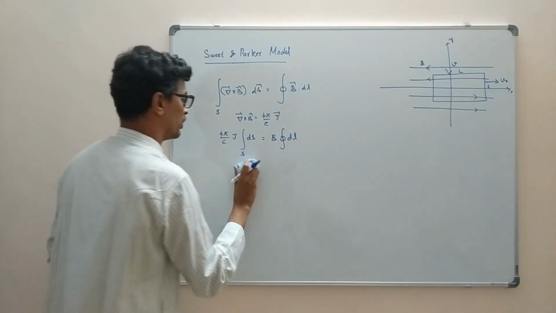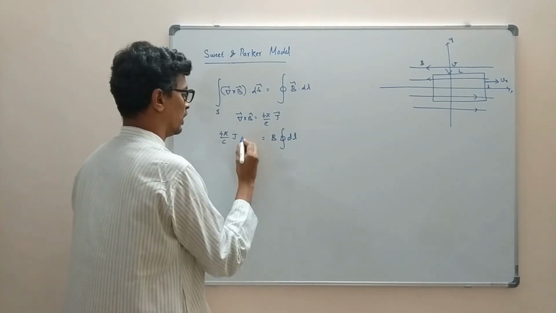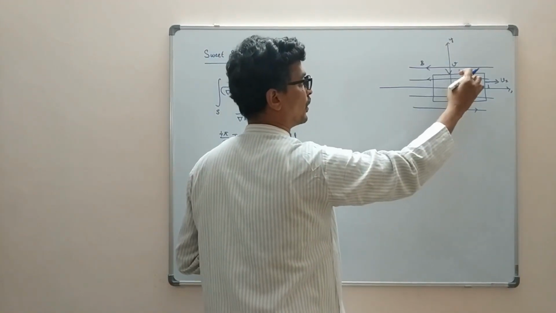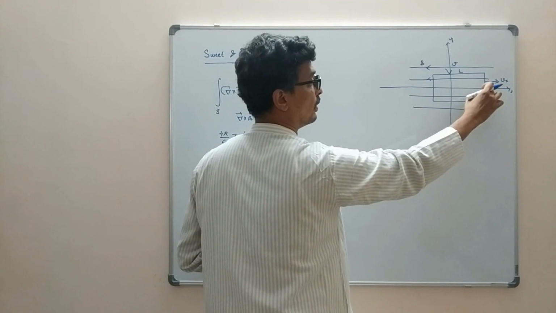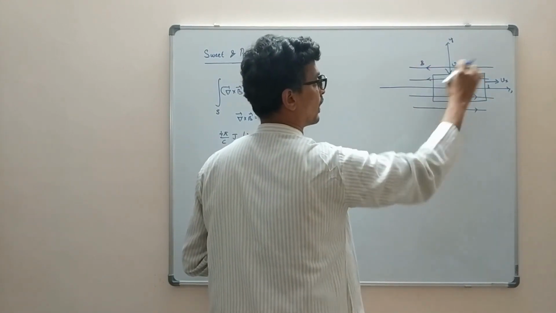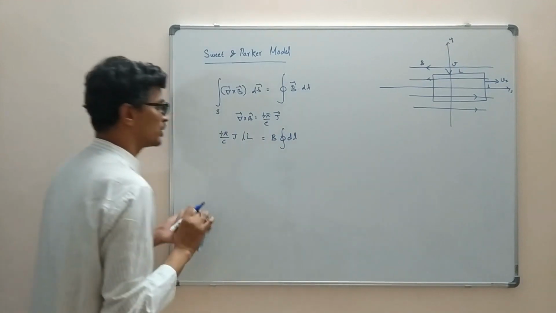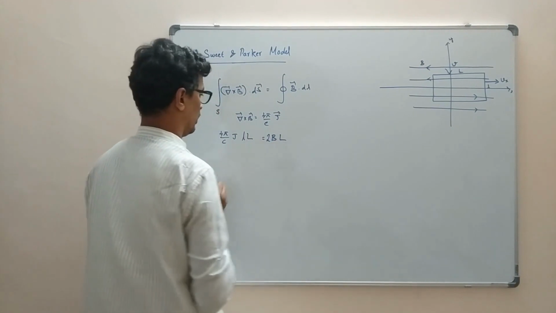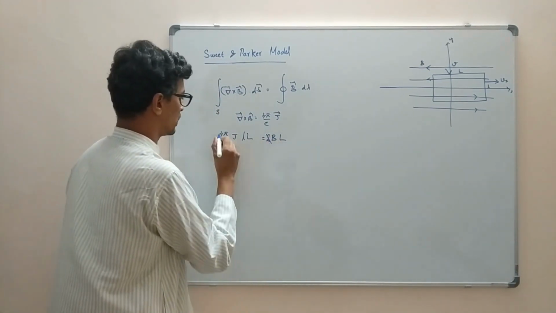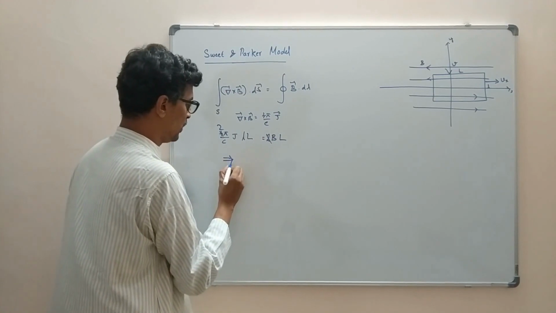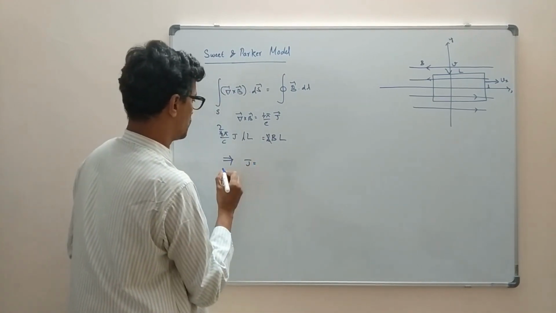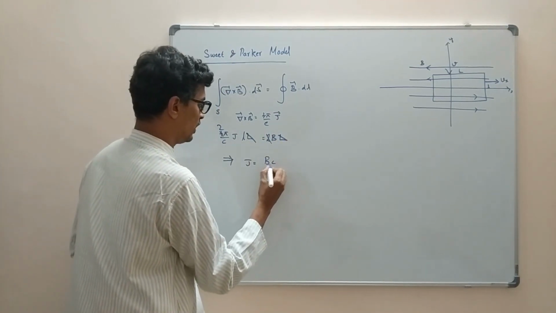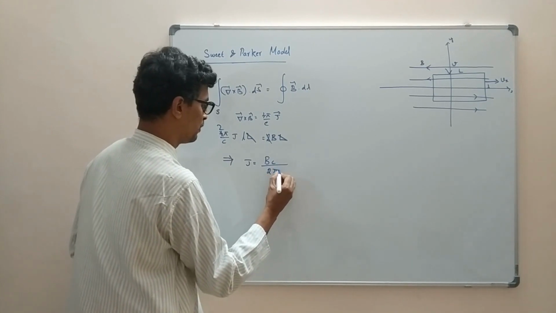Now dS is nothing but the area of this loop, that is L times l, and dl is the total length of the loop. Since L is much larger than small l, I can neglect the small l, so it becomes L, and L plus L becomes 2L. So this is going to be twice BL. The 2 gets cancelled, and the L also gets cancelled. So J is equal to Bc divided by 2 pi l.